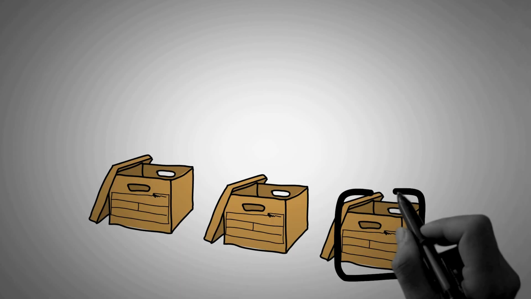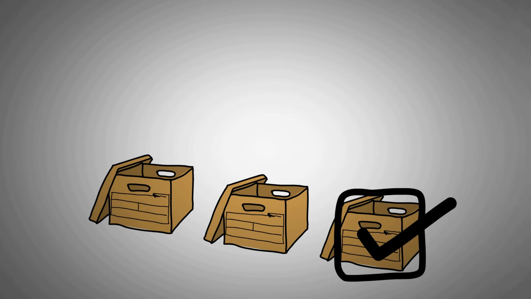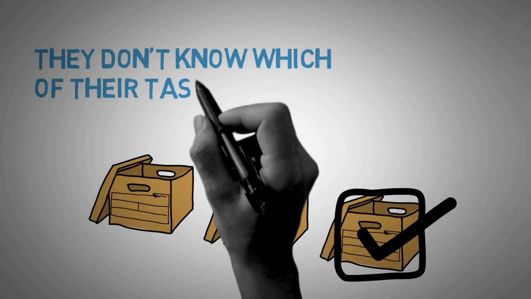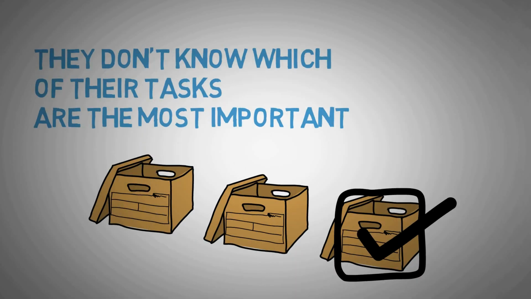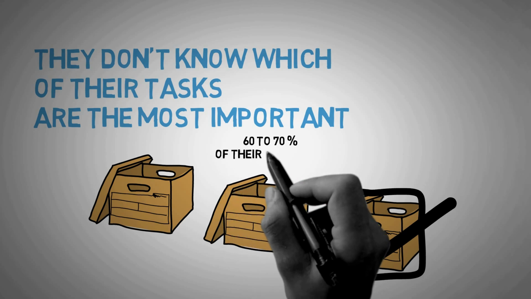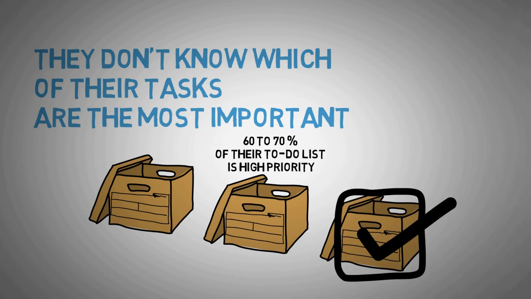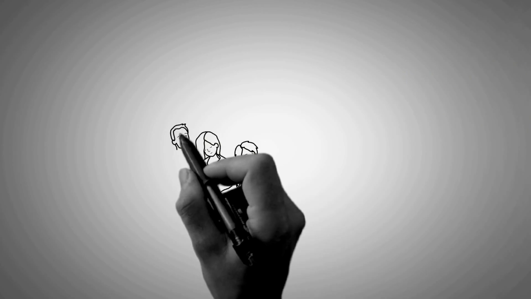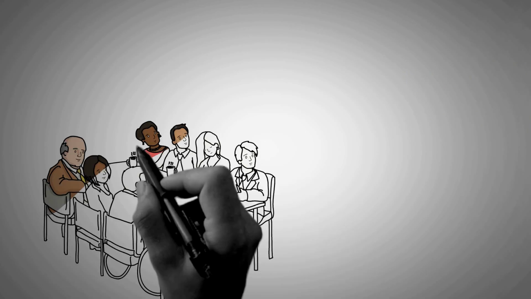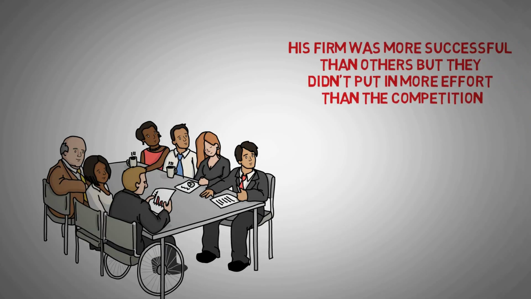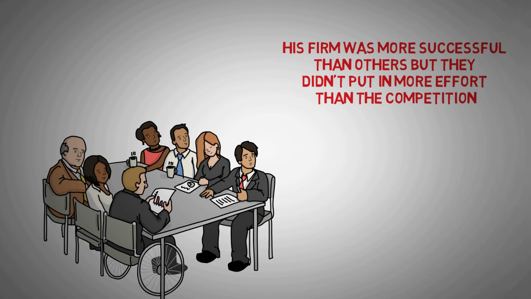This is usually where most people fail. They don't even know what their most important task is, so they end up making 60 to 70% of their to-do list high priority, which is obviously not the case. For contrast, the author discovered in his job at a consulting firm that the firm was more successful than others, but they didn't put in more effort than the competition.